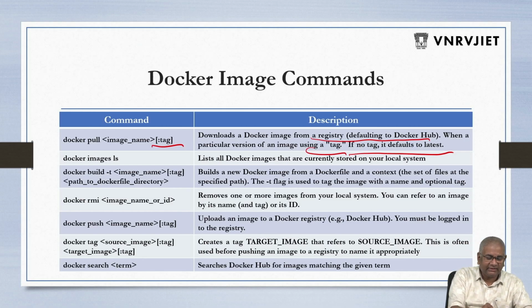Docker image ls lists all Docker images that are currently stored in the local system. So that's what docker image ls is.